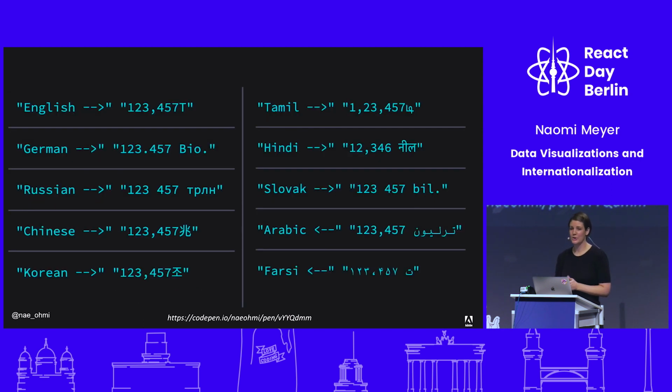So this is how it looks across a variety of locales with the locale-specific symbols. And as we can see, again, significant variety. In Tamil and Hindi, again, the comma is included in a different location. And then we see in Arabic and Farsi, the text is reading right to left. And Farsi is using the Eastern numerals or Eastern Arabic numerals.